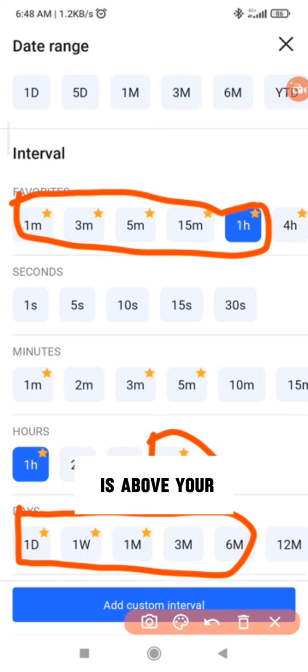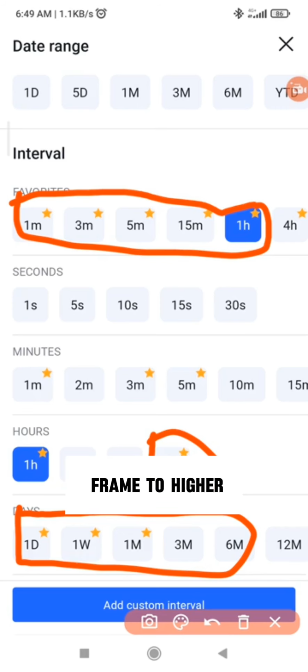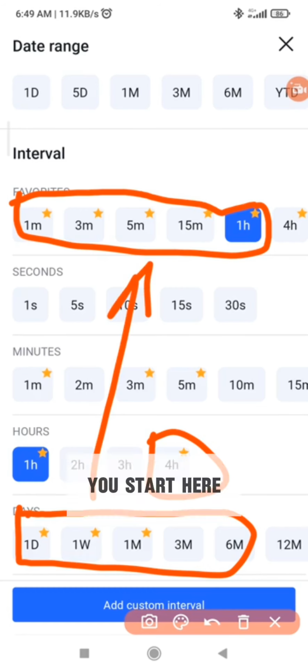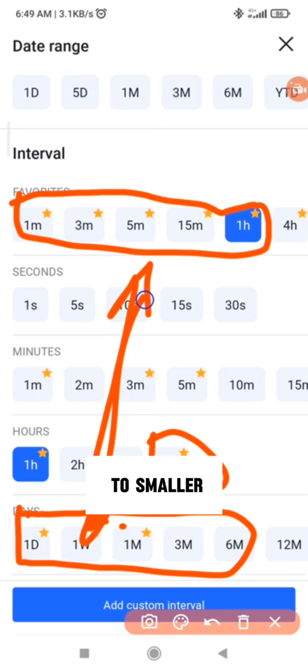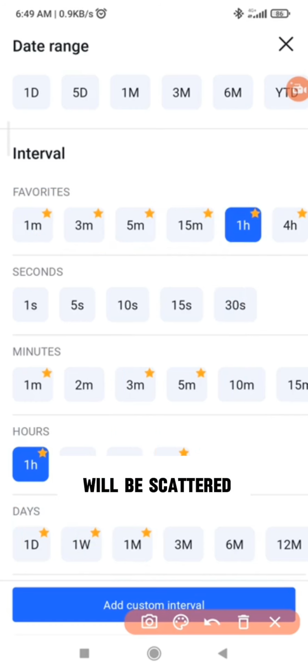This is above your class, but let me just say it so that you can remember it. If you want to trade, always look from a higher time frame to a lower time frame. Don't look from a lower time frame to a higher time frame. Look from bigger to smaller. You start here to smaller. The mistake we made, which made us not make profit, was looking from this one to this place. When you do that, your buyers will be scattered.